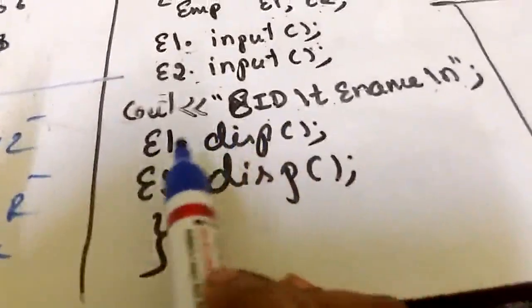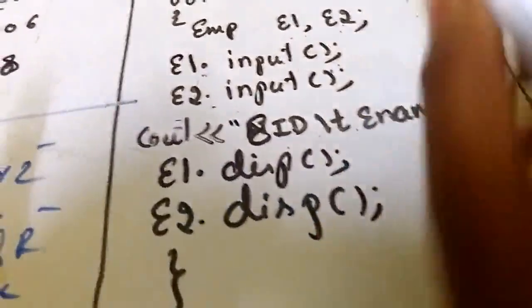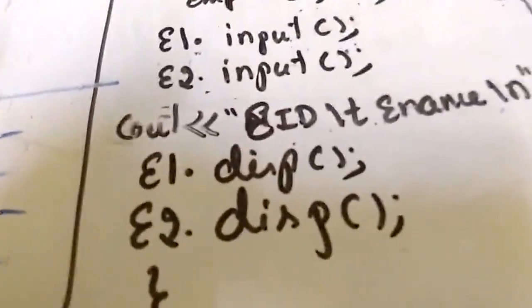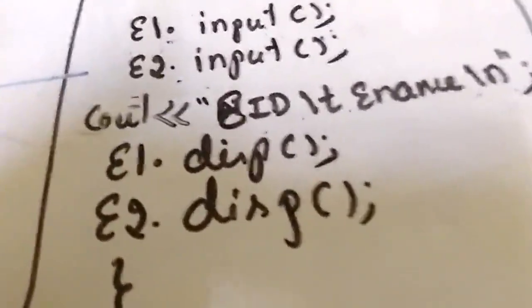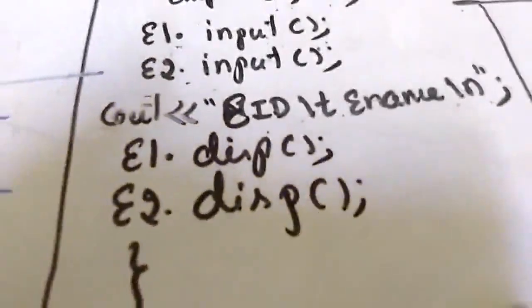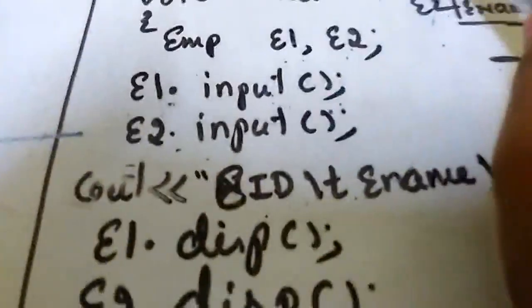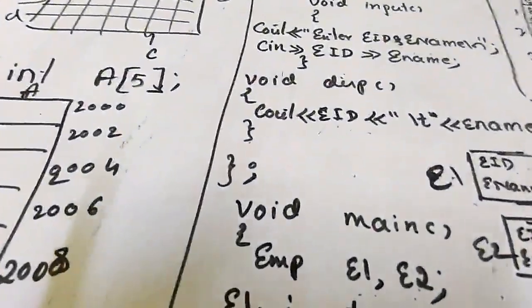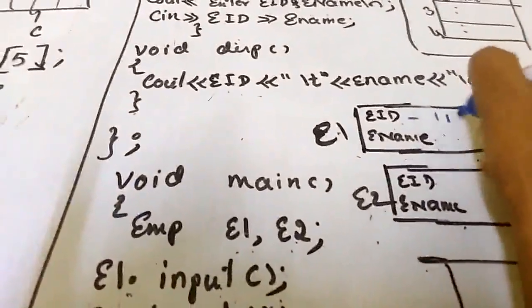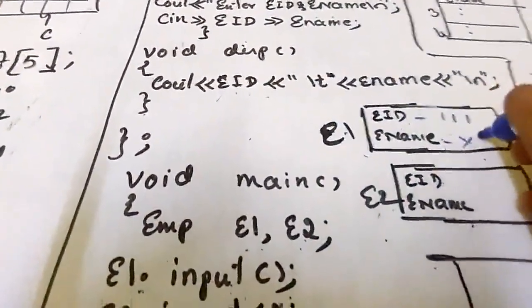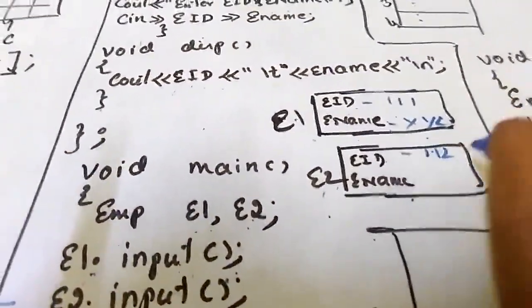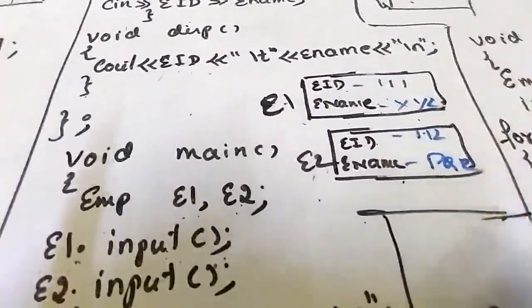After that, E1.disp. So it calls a display function. Who is calling the display function? E1 object. So the purpose of the display function is to display the contents of the object. Whichever object is calling, its value will be displayed. Now E1 object is calling the display function. So EID of E1, what is the value? I have given 111 and XYZ. For E2, 112 and PQR.